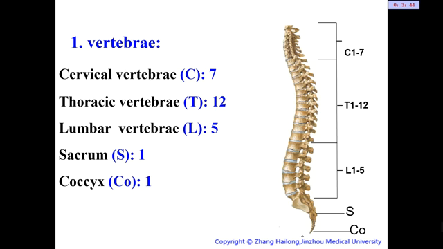First, let's see the vertebrae. There are 26, and according to location, they are divided into cervical vertebrae in your neck, thoracic vertebrae in your thorax, lumbar vertebrae in the waist, and sacrum and coccyx in your pelvis. As for the number, cervical vertebrae, there are 7. Thoracic vertebrae, there are 12. Lumbar vertebrae, there are 5, and 1 sacrum and 1 coccyx.